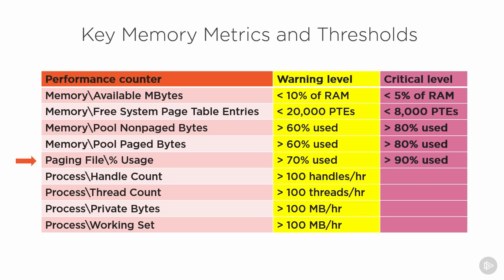You never want to get more than, say, 50% used on a busy system. You can see here, if you're greater than 90% used, things come to an absolute crawl. There's other things depending on what applications you're running, such as the handle count or thread count. And then there's the memory-related private bytes the process is using and its corresponding working set. So these are the key memory metrics and their thresholds.